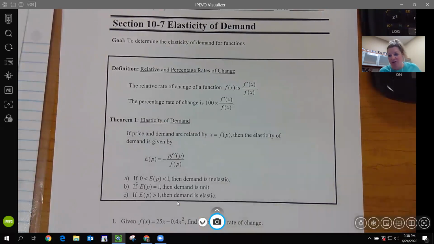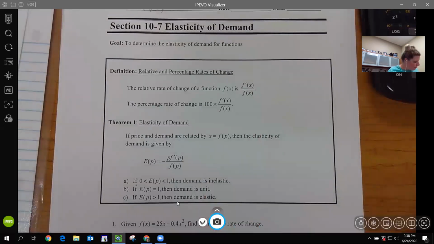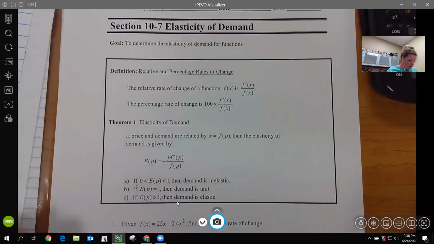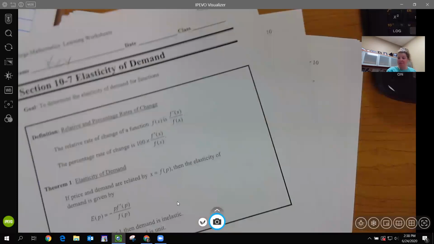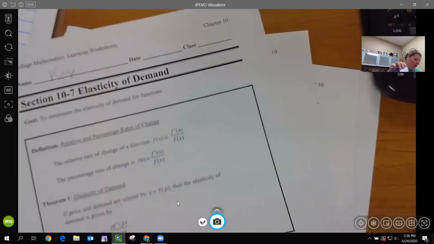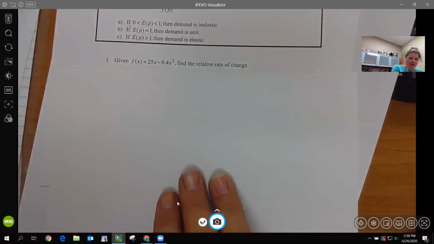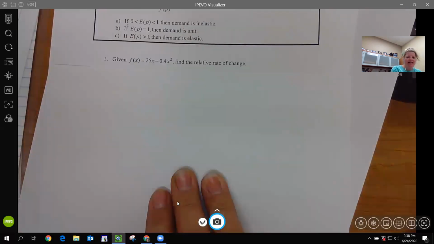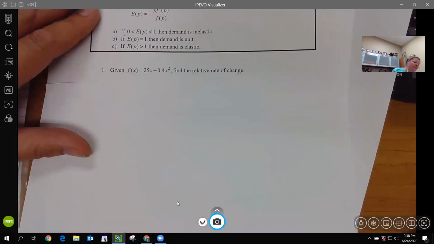So relative and percent rates of change. What are you doing? You're changing your rate. You're going from one thing to the next. Okay, so let's pause and let's look at an example of this relative rate of change. Let's look down here at this problem. It says we have our function 25x minus 0.4x squared, and it just says, what's your relative rate of change?